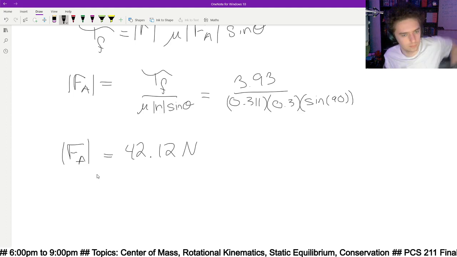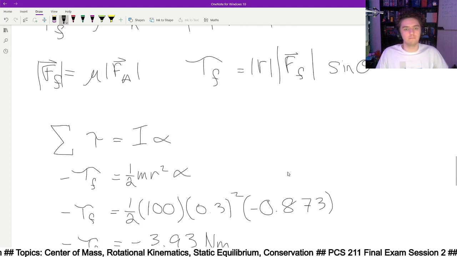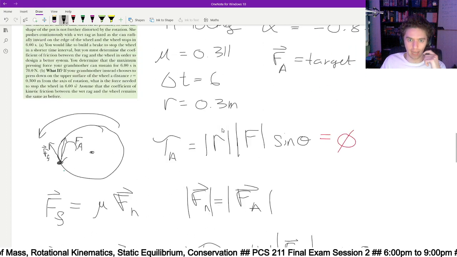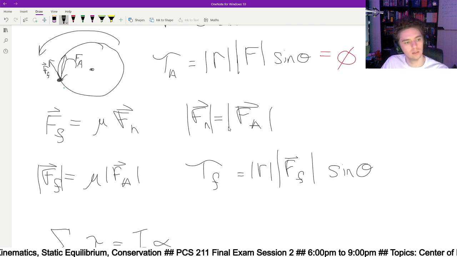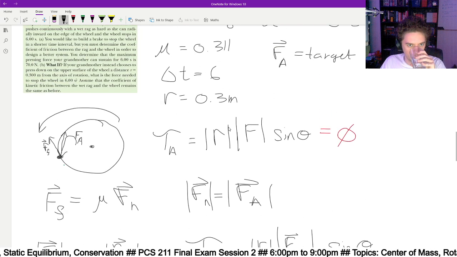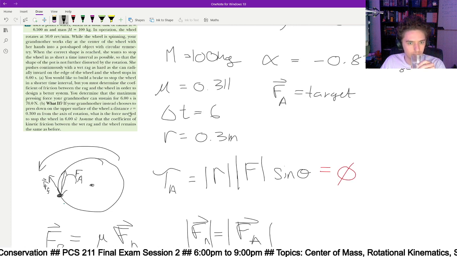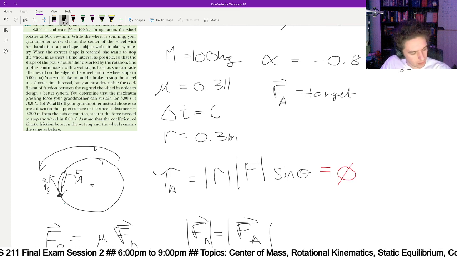Question: why would they give the time when we haven't used it? We used it in the first part to calculate the angular velocity. We used it in part A, and then we used angular velocity in part B as well. So you use it in both parts. Oh, so the time is the same? The time didn't change between A and B? It says the force is needed to stop the wheel in 6 seconds. Oh, okay. I thought it changed.